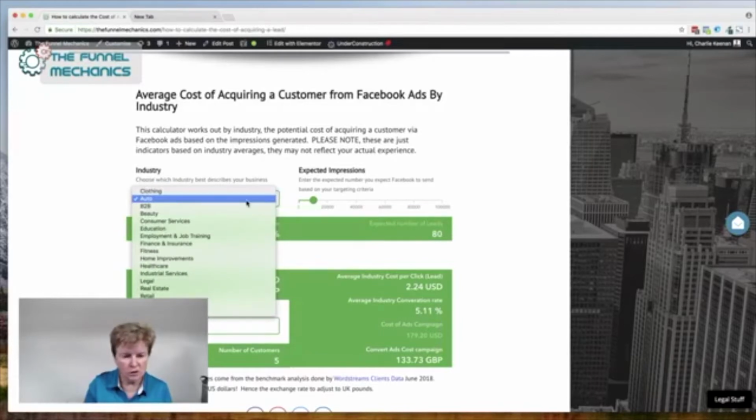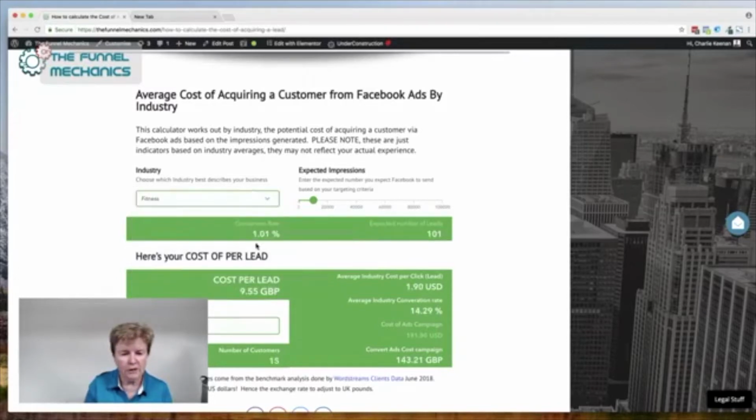So let's choose an industry. Let's go back to, say, fitness. So when we click in fitness here, it has on average a conversion rate of 1.1% on the ads. Now you might think that's low, but actually that's not too bad. Conversion rate: if you can get higher, absolutely, that's what you should be doing, but this is what the average is, so you could be higher, you could be lower.